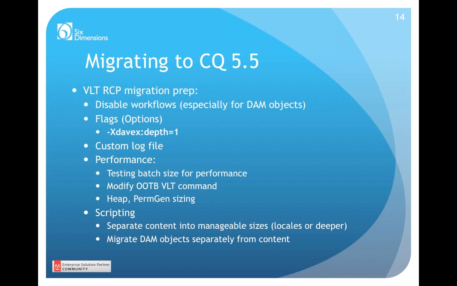There's a -B for batch size, and -T, which is throttling, and I'll talk about those when we talk about performance in a second. There's also a -U for update. And basically what that means is if the nodes exist, it updates the currently existing nodes, but if they don't exist, it doesn't migrate those nodes.